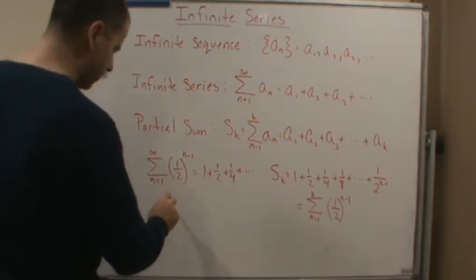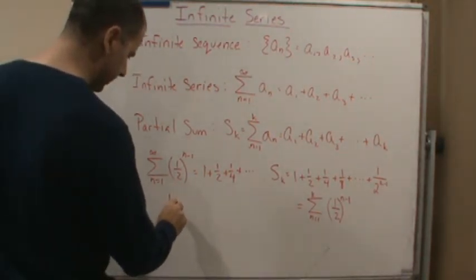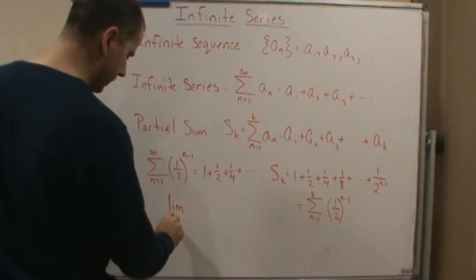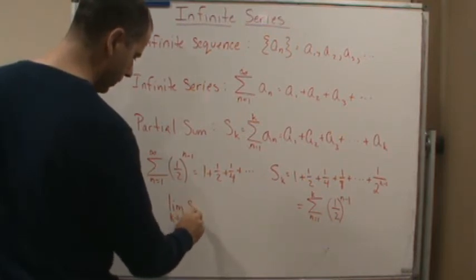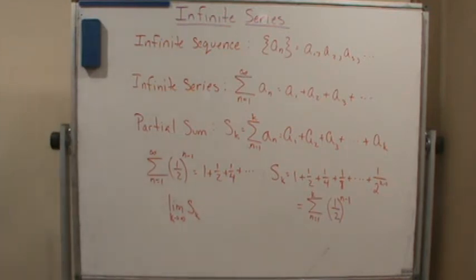Well, the limit of the partial sum, right? So we could take the limit as k goes to infinity of S sub k. So, therefore, the behavior of the infinite series can be determined by looking at the behavior of the sequence of partial sums.